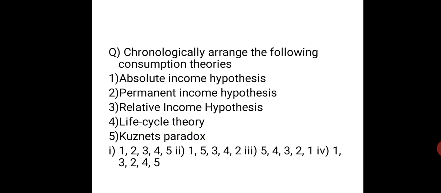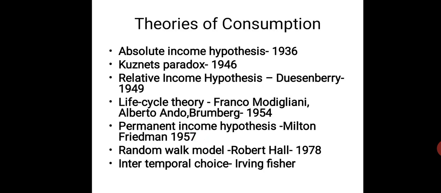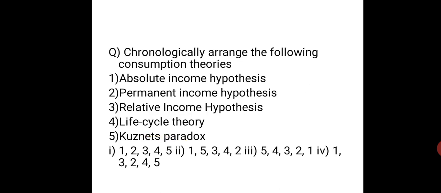So coming back to the question, we know that now it is 1 absolute income hypothesis came first, then comes 5, that is Kuznets paradox. Now check which one will be the code, 1 5, so it has to be 2. Let's make it more correct, next is 3, that is relative income hypothesis. Yes, relative income hypothesis 1949. Then comes life cycle hypothesis, that came in 1954. Yes, so 2 will be the answer, 1 5 3 4 2, right?